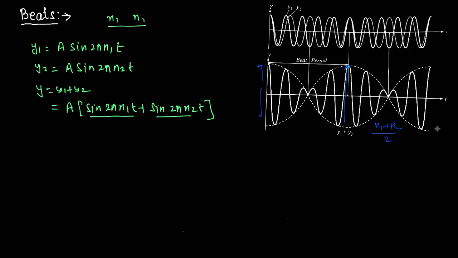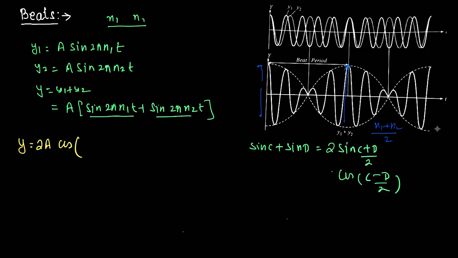And what's the sin C plus sin D formula? Sin C plus sin D is equal to 2 sin (C plus D) divided by 2 into cos (C minus D) divided by 2. So using this formula, if I expand this, finally I'll get y equal to 2a cos 2 pi (n1 minus n2) divided by 2 into t, into sin 2 pi (n1 plus n2) divided by 2 into t.